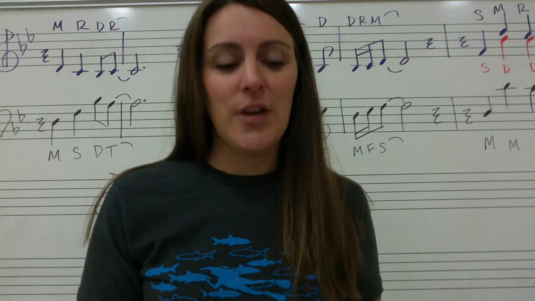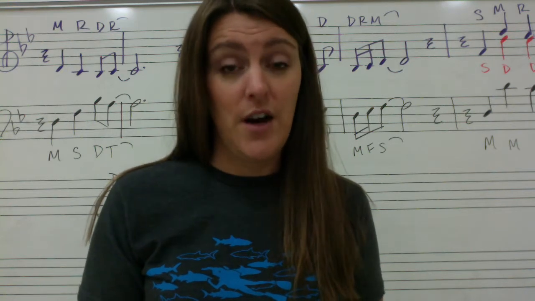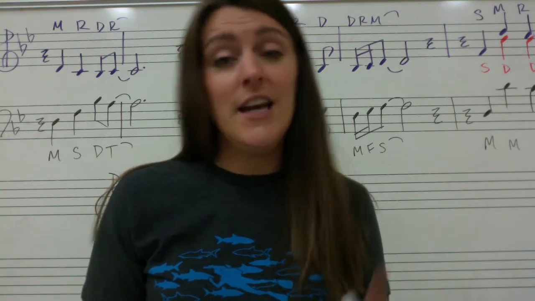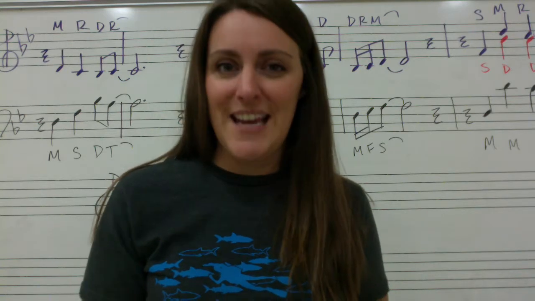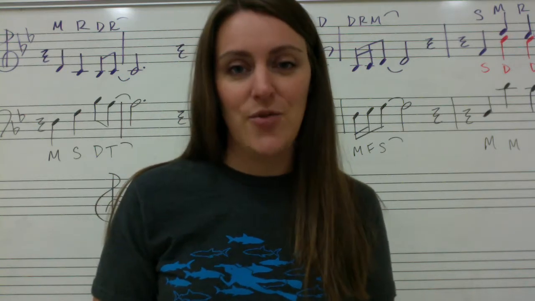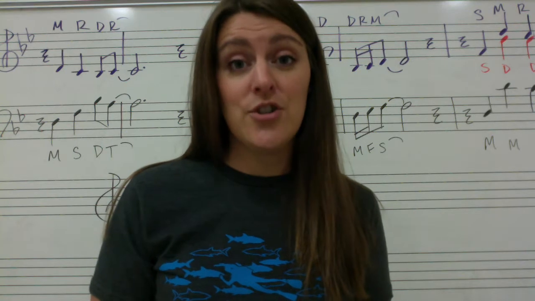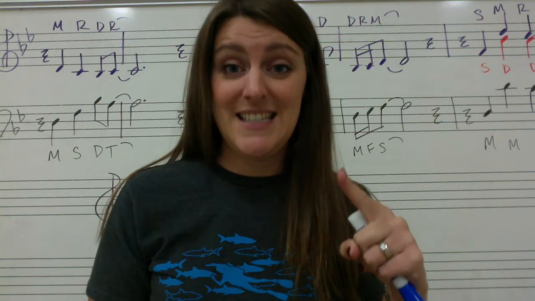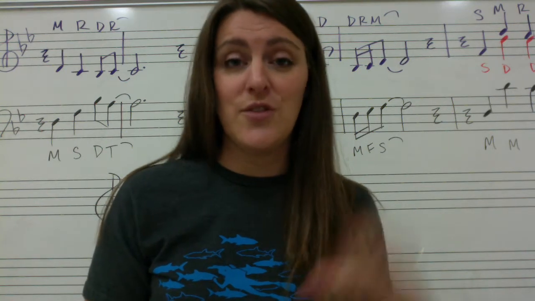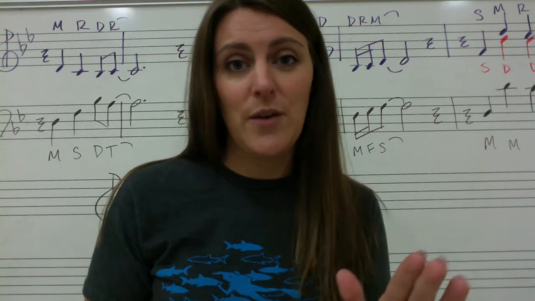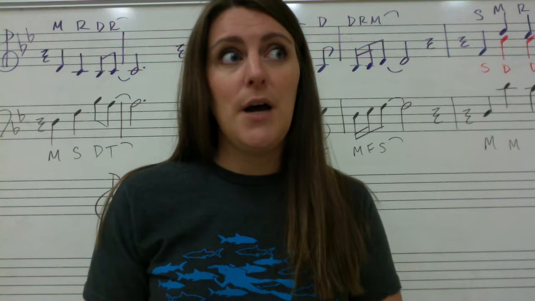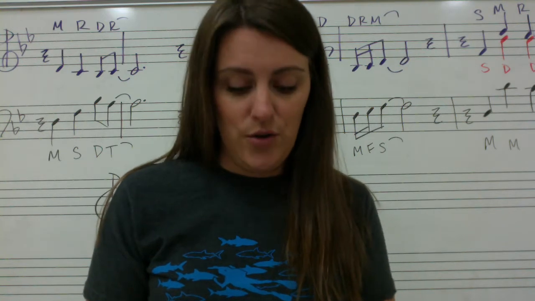So we're going to learn, it's called the furthest flat to the right is fa, and the furthest sharp to the right is ti. If there are no flats or sharps, you're in the key of C. Okay, so I will repeat that again. The furthest flat to the right is fa, the furthest sharp to the right is ti. If there are no flats or sharps, you're in the key of C. What that means is C equals do. You don't have to worry about that quite yet, but we are going to learn a little bit about it.